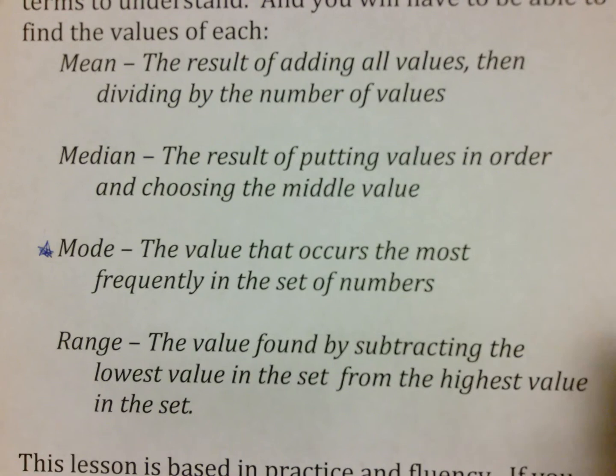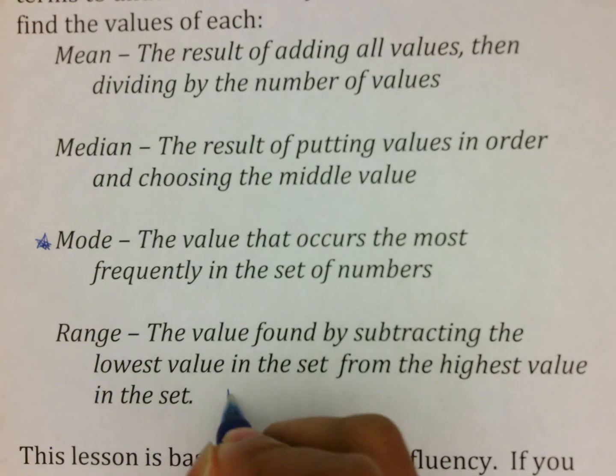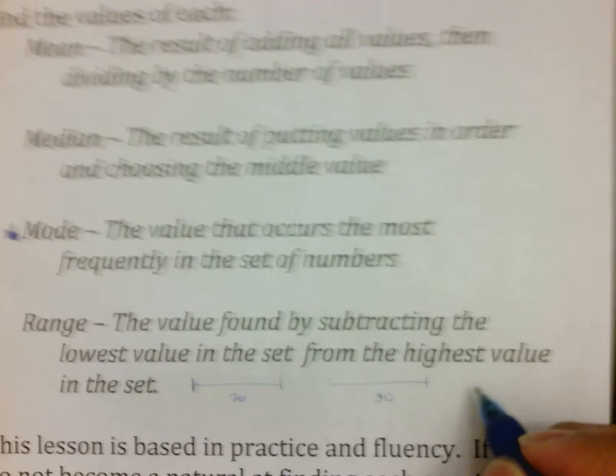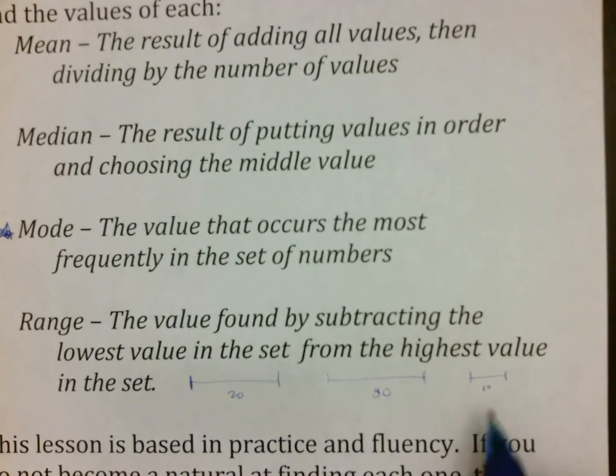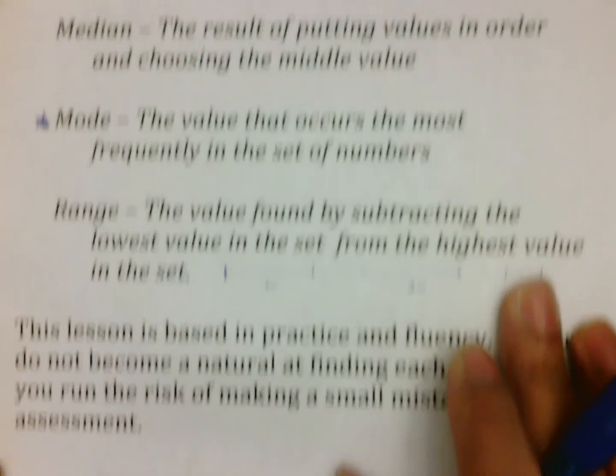And the range is the value found by subtracting the lowest value in the set from the highest value in the set. What the range tells you is that it covers a span of 20, or a span of 80, or a span of 10. So again, the range is just saying how far the numbers actually span across the set.